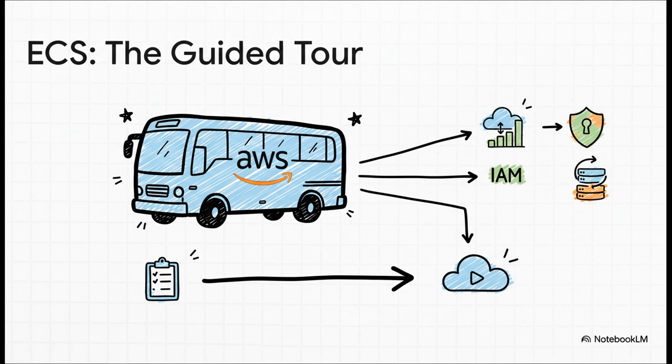So, what's this guided tour all about? Well, ECS is AWS's own special take on orchestration. It's built from the ground up for one thing, simplicity. The killer feature is how seamlessly it plugs into everything else AWS. Your load balancers, your monitoring tools, your security groups, it all just works. It uses a pretty straightforward concept called a task, which is basically just a blueprint for how to run your app's containers. If you're used to the AWS way of doing things, it feels incredibly familiar.